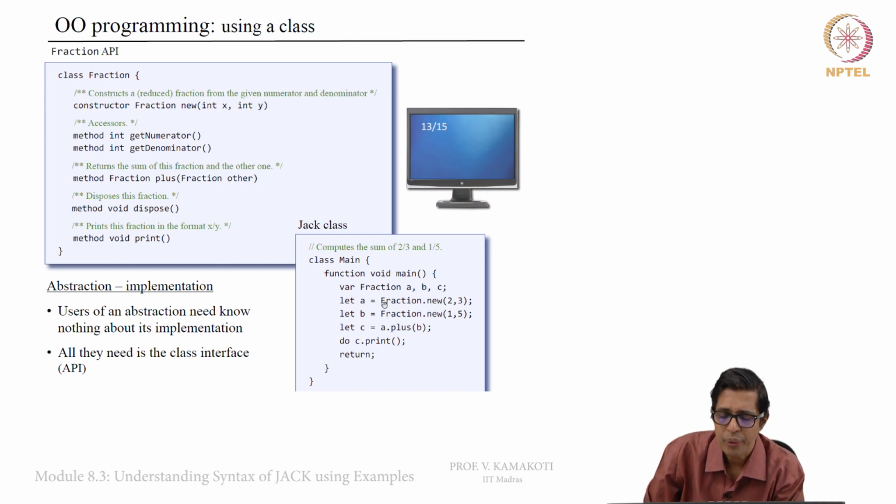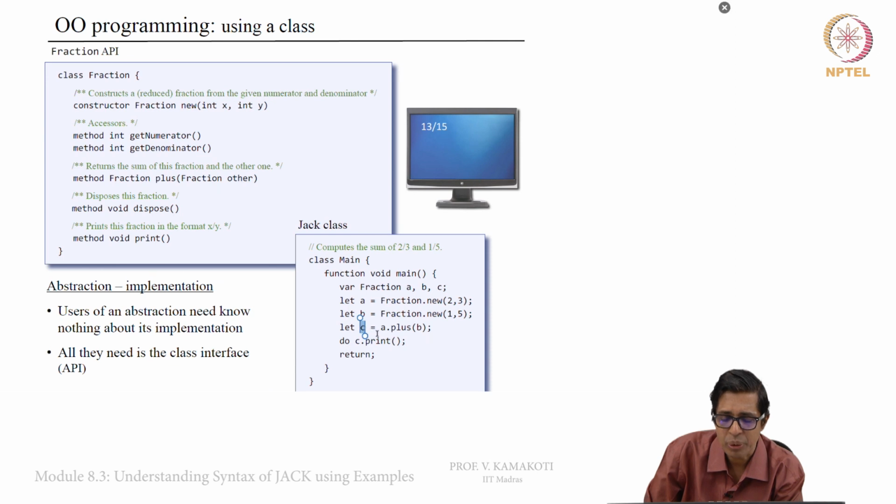Now, A is a fraction, B is another fraction. What is there inside A? There is a numerator and denominator, 2 and 3 here, and then for A I have all these methods like get numerator, get denominator, plus, dispose, print. Similarly, for B also I have all these. So, for every fraction that I have defined, I have the numerator, denominator, and in addition to this, I have all these application programming interface methods, namely the constructor, get numerator, etc.